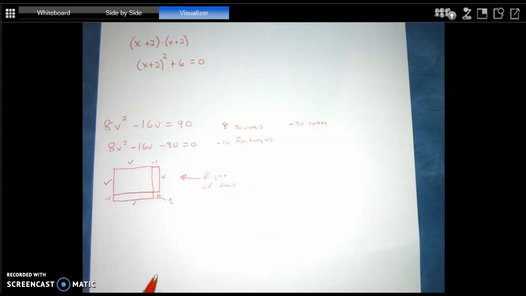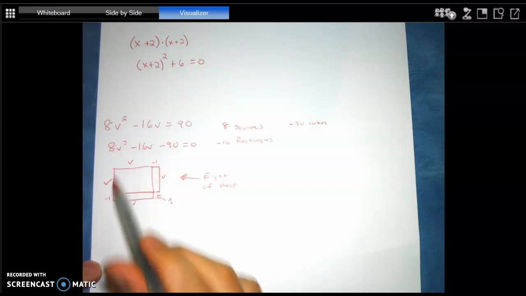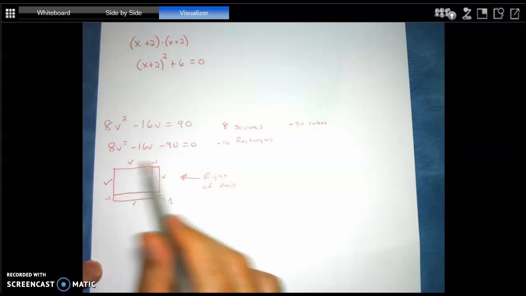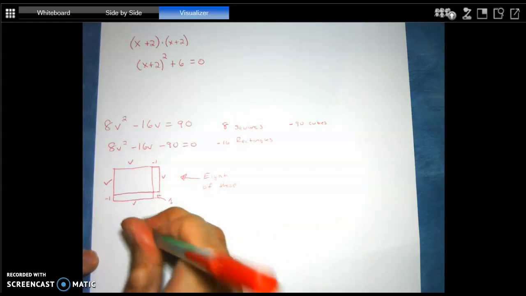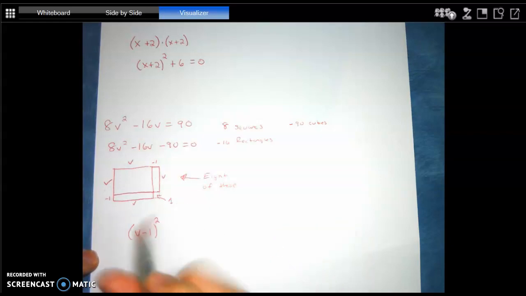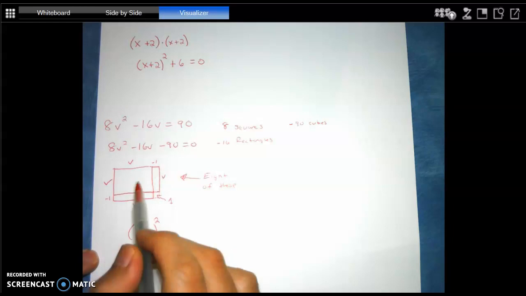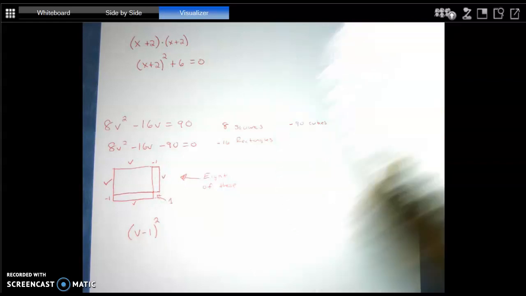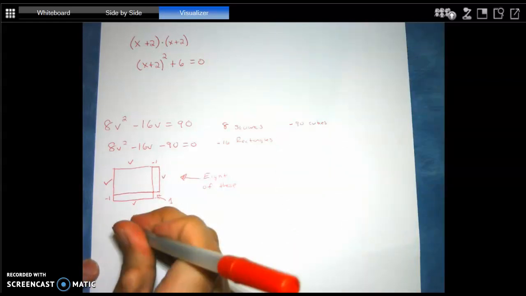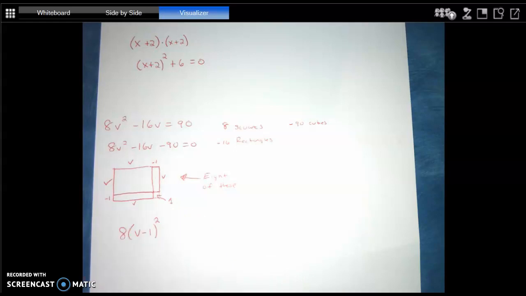Now I'm going to look at the total area of the big square. Well, the side here is v minus 1, v minus 1. To have the area, I multiply them together. So v minus 1 squared, that's the area of that. Remember though, how many of those do you have? You got 8 of them. Good job, Justice. So I have 8 of those squares.